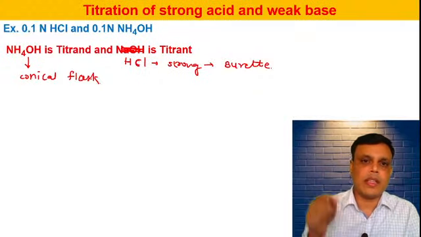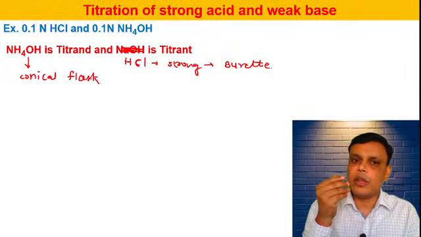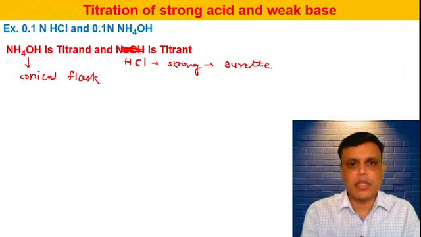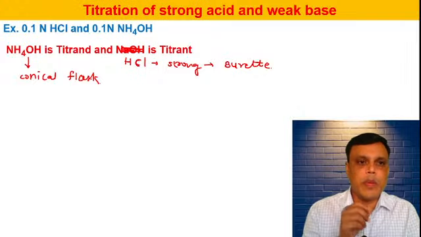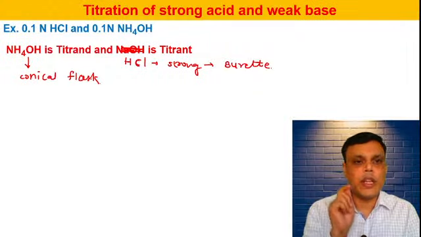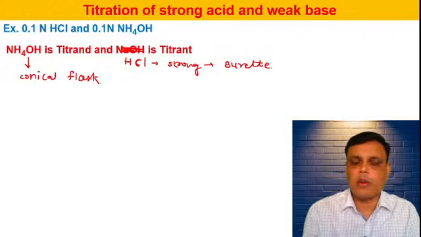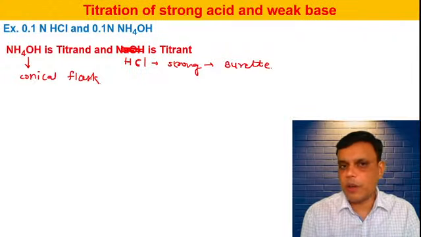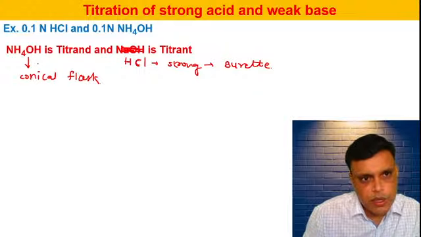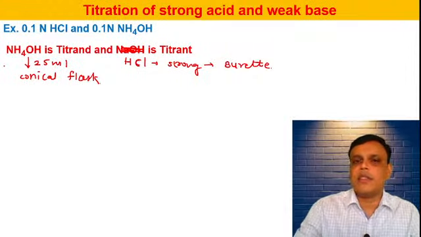So we will fill the 0.1 normal HCl in the burette by using a funnel. Then we will remove air bubbles and adjust the 0 level. Then, by using a pipette, we will take 25 ml of 0.1 normal ammonium hydroxide in a conical flask. So the volume of ammonium hydroxide in the conical flask is 25 ml. Okay, understood? So this is our today's titration.